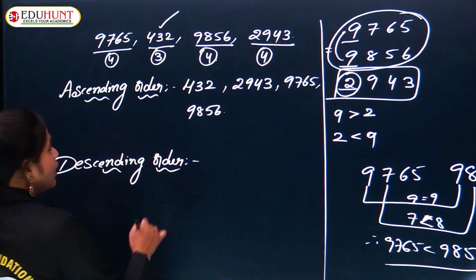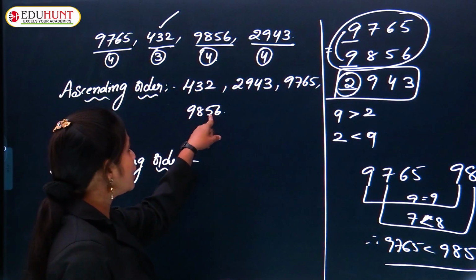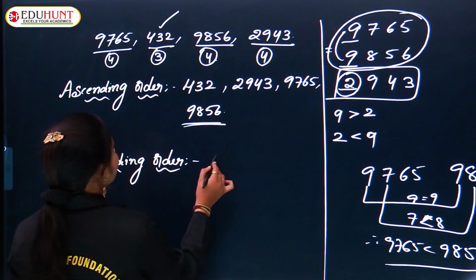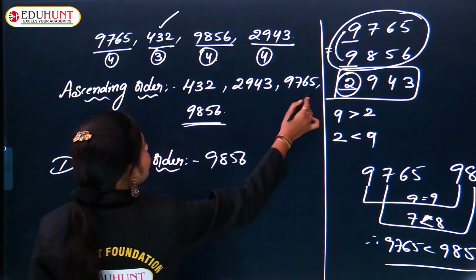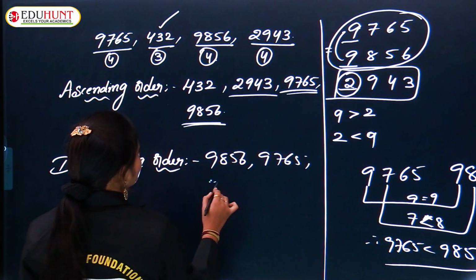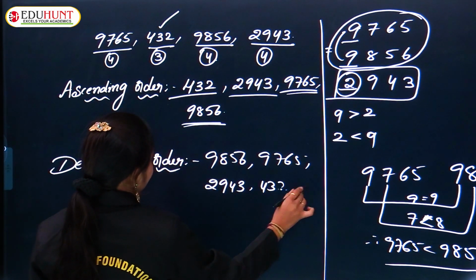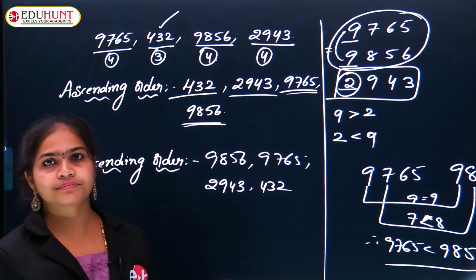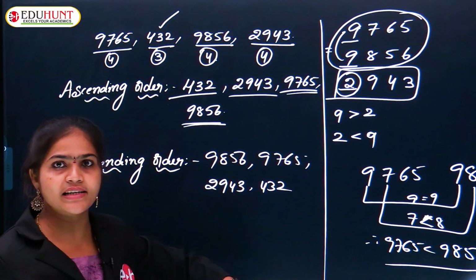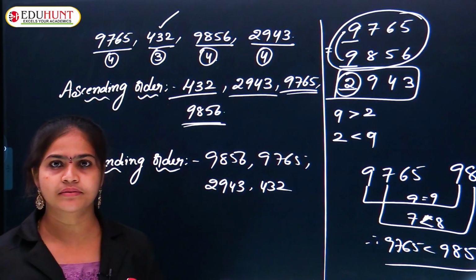Okay, descending order means biggest to smallest. Biggest to smallest. Here, small to big. It is the reverse order of ascending order only, no? Here what is the greatest number? 9856. Next number 9765. After that 2943. After that 432. Big to small. Understood ma? If you know how to write one order, either ascending or descending, easily the second one you can write in reverse order.